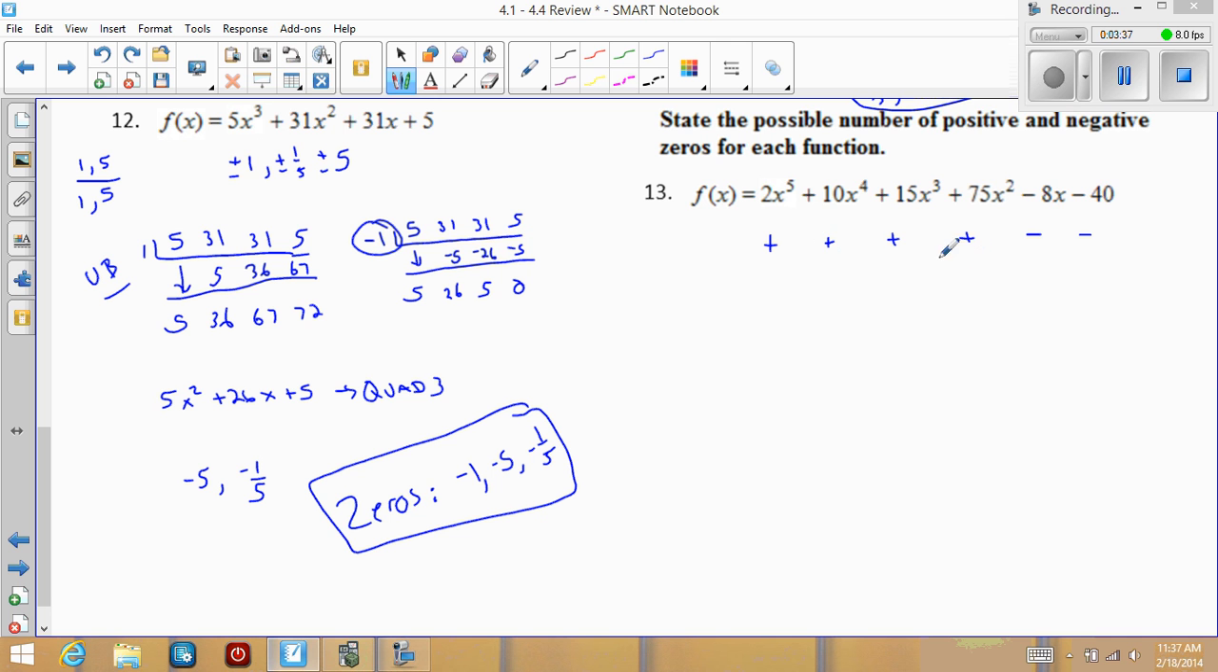What we're looking for is how many times do we change signs? Well, we only change signs from 75x squared to minus 8x. So that is one sign change, which means we have one positive real zero.